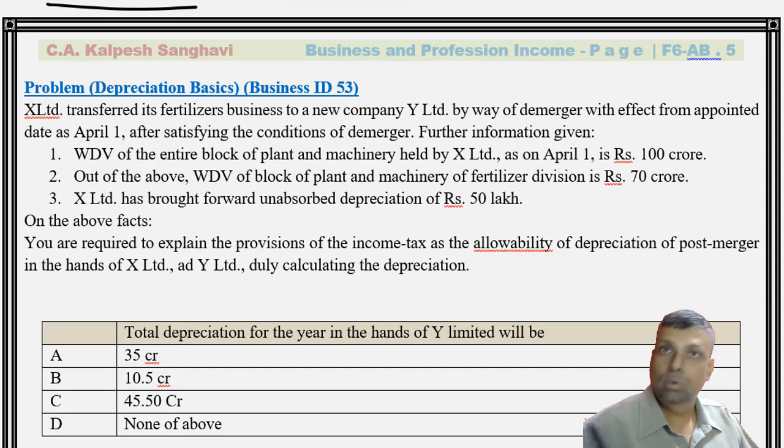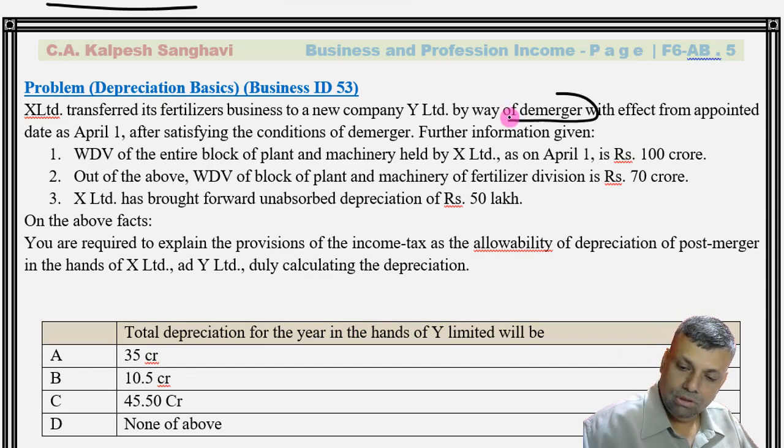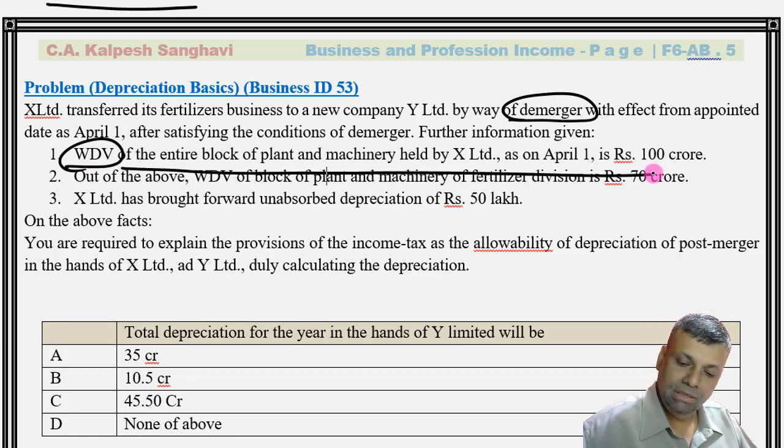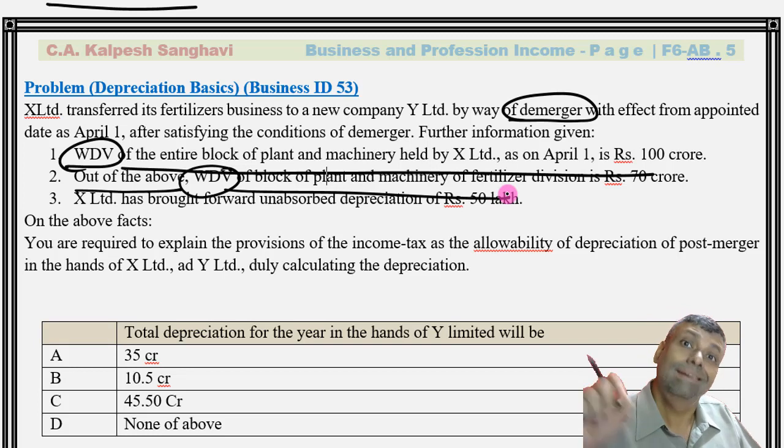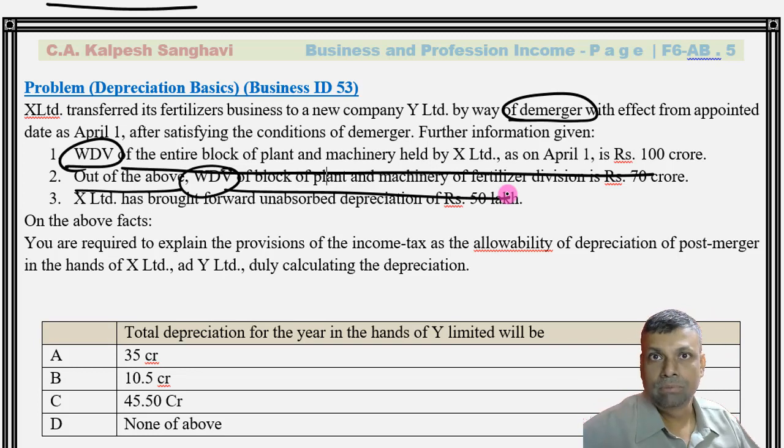This was a question where there was some demerger and the WDV of the entire block of plant and machinery on this particular date has been given. Out of the above, the WDV of that block of plant and machinery of that entire division was already transferred. So this particular situation is a different situation. This is also covered by explanation to section 43(6)(c).